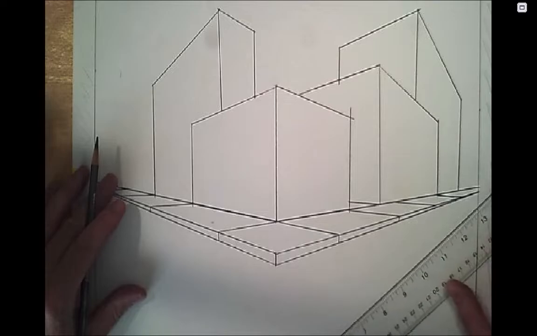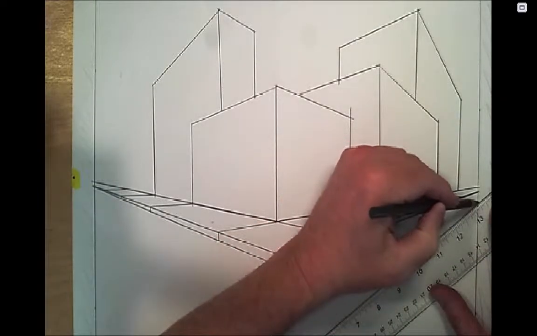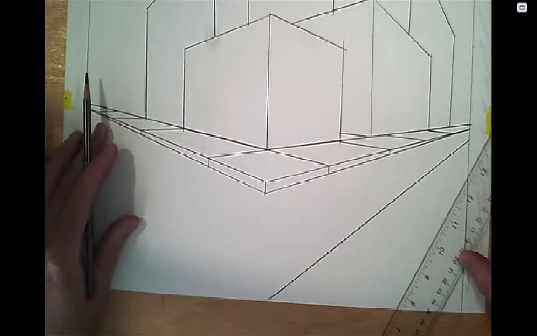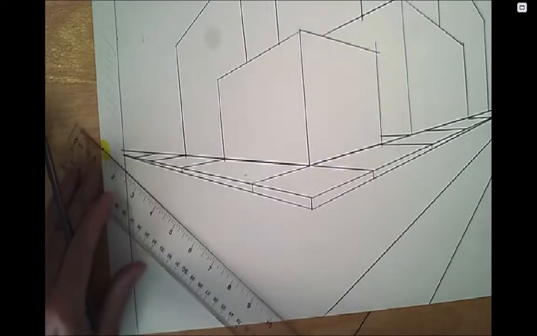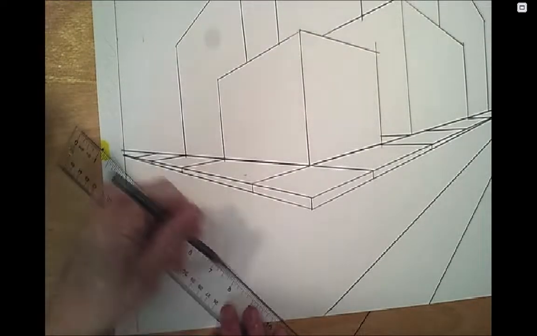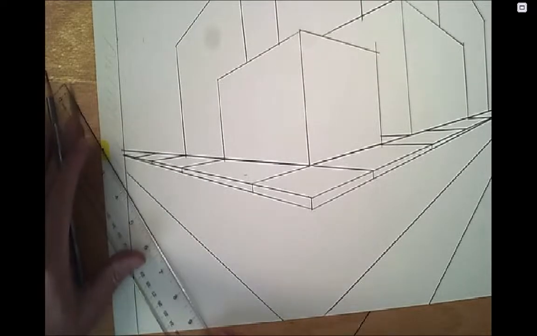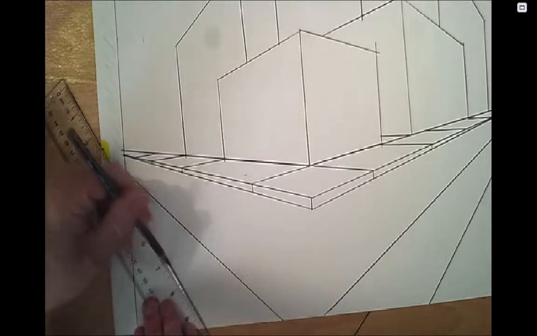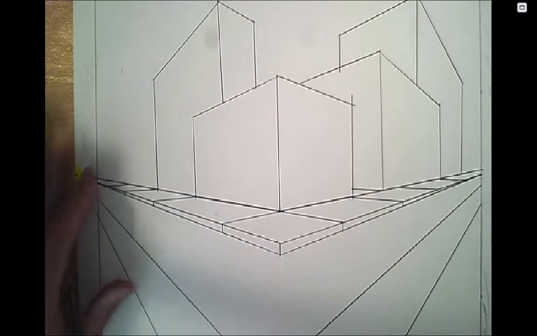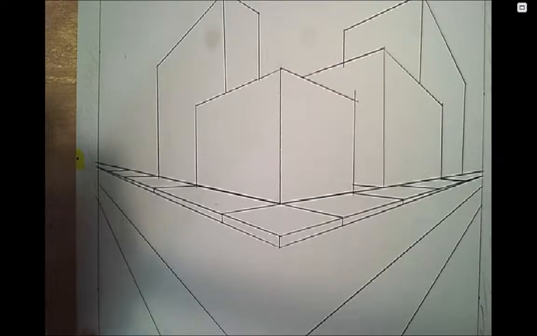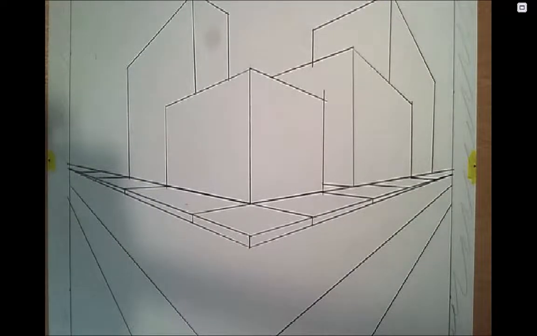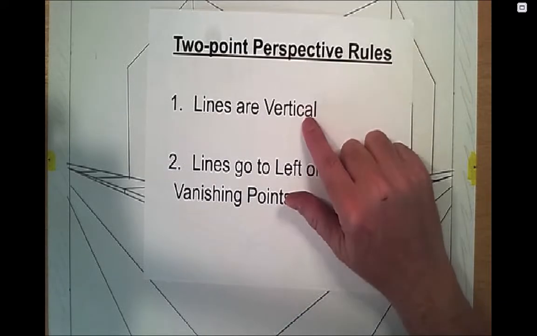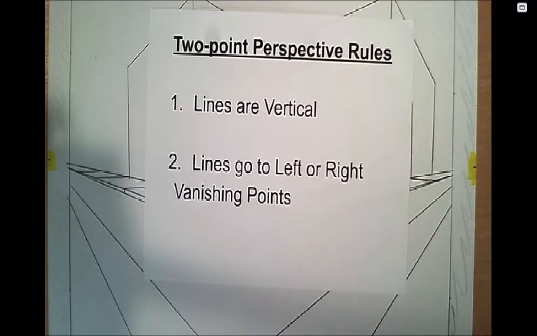And then I can maybe do some sidewalk here, sidewalk here. So I'm about to sign off on this, but I'm going to do one last review, and then you'll be ready to at least start your perspective city. And that review is to draw windows and doors. We're still going to follow these two rules. I'm going to either make vertical lines or have lines go to the vanishing points.